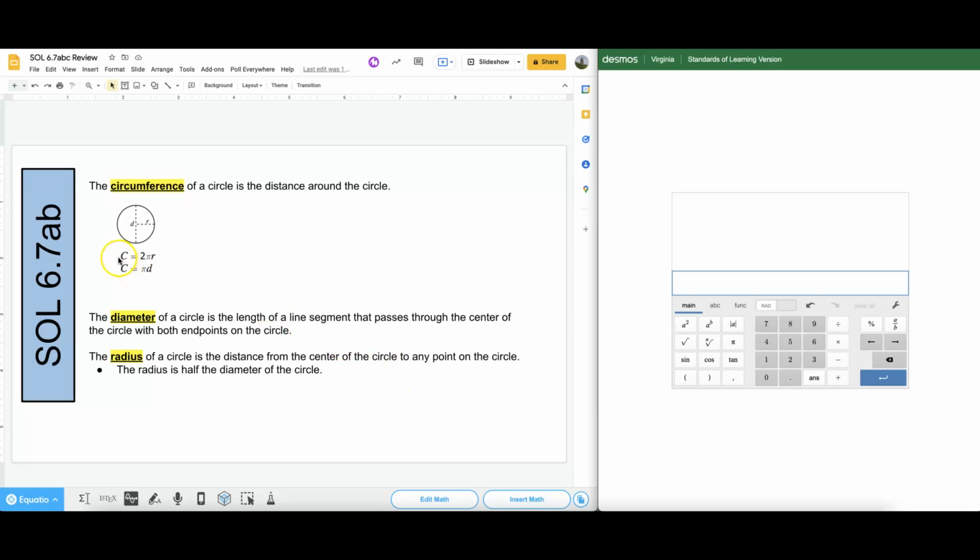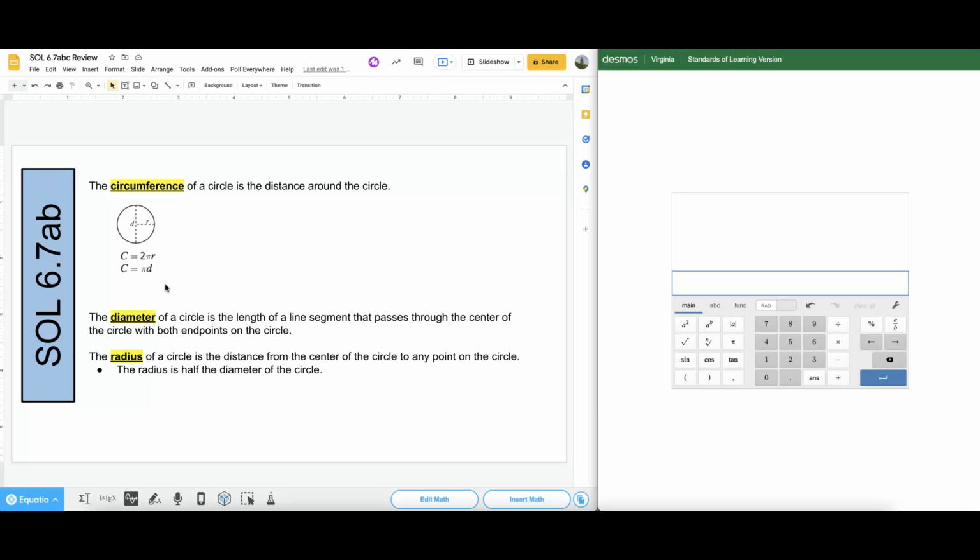One of them is C is equal to 2 times pi times the radius. So if you're given the radius, you will use the first equation. If they give you the diameter, then you can use C is equal to pi times the diameter. So you need to be clear on what is the diameter and what is the radius of a circle.